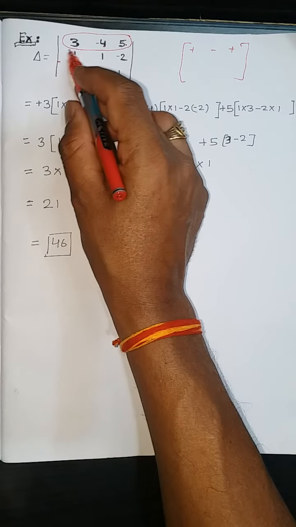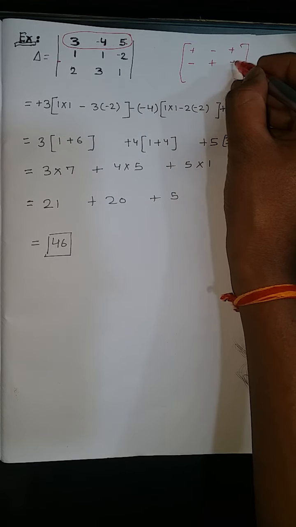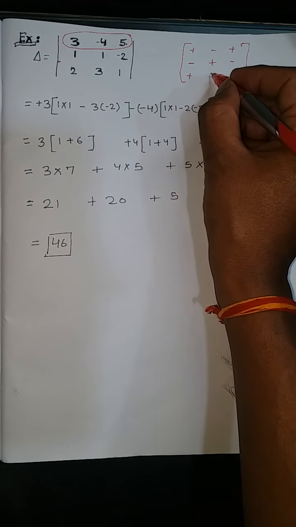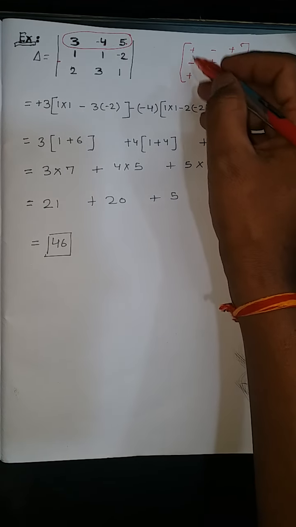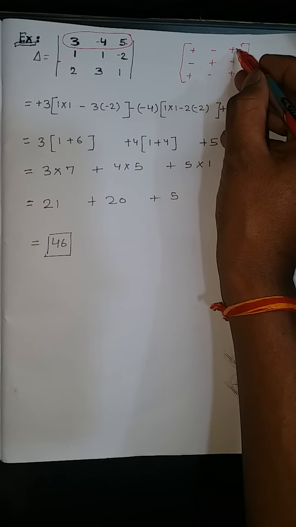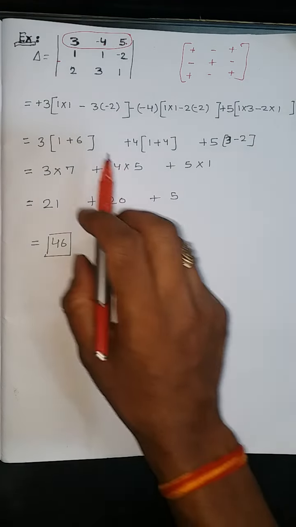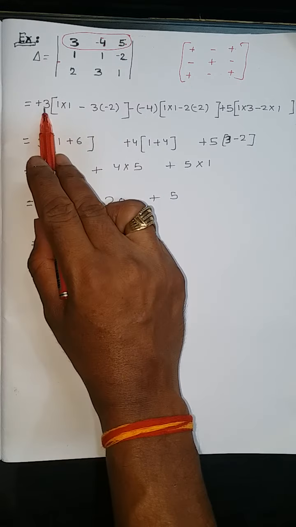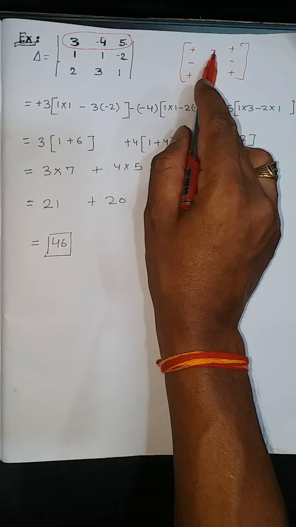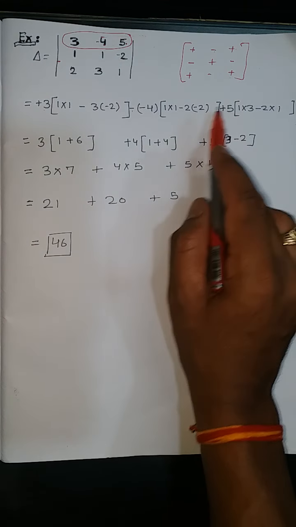If I would have taken the second row, the sign will be like this. If I would have taken the third row, the sign would have been like this. It's alternately plus minus. Starting from plus, take alternately plus minus, plus minus, and so on. So I have taken the first row, 3, -4 and 5, along with the sign: plus 3, minus of the second value and plus of the third value.